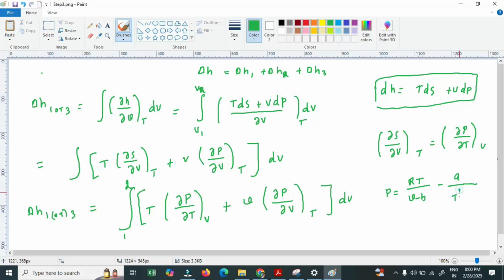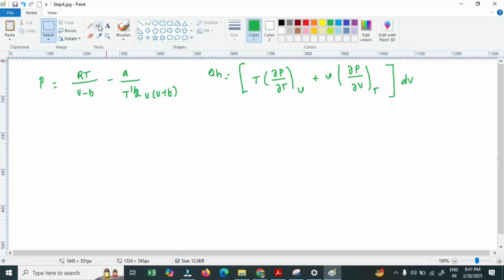into V plus B. And here the next step is, I want to differentiate this equation with respect to T at constant volume to find this term, and I want to differentiate this equation with respect to volume at constant temperature, and substitute. I'll be doing that in a separate paint. Now, what we want to do here is find dou P by dou T at constant volume using the Redlich-Kwong equation, and also find dou P by dou V at constant temperature using the Redlich-Kwong equation. Okay, let me do it one by one. Let me do the first term here.